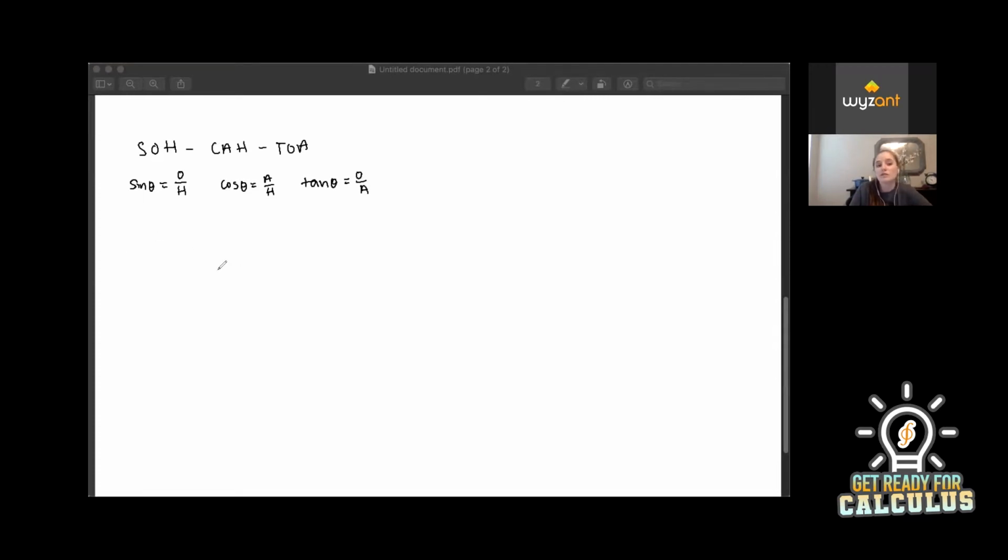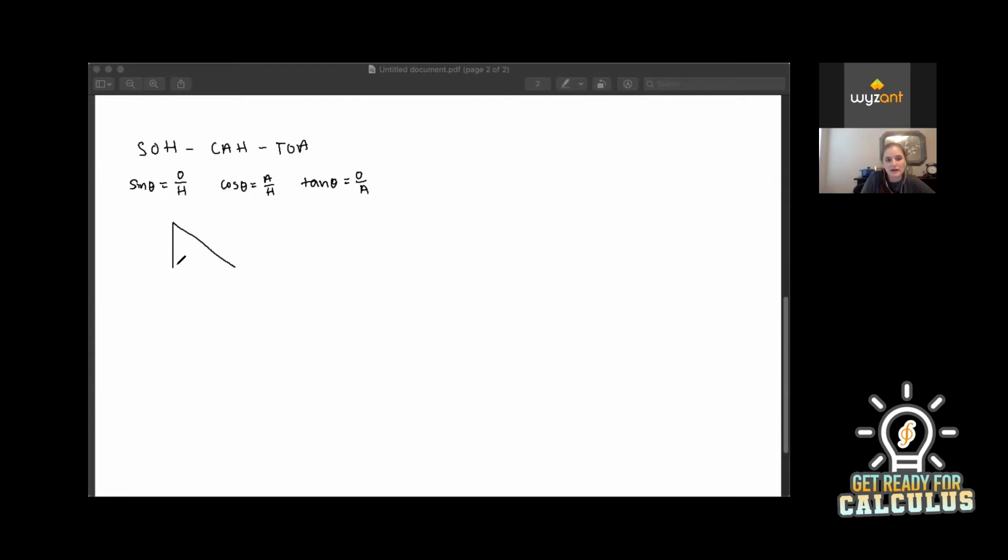These only work for right triangles. There are ways that you can use them to solve non-right triangles. That goes into law of sines and cosines. But in general, if you're using these relationships and these ratios to find them, you're talking about a right triangle. So let's look at a few examples.